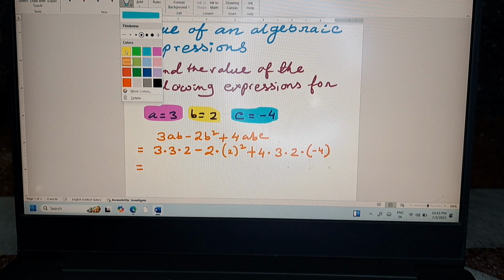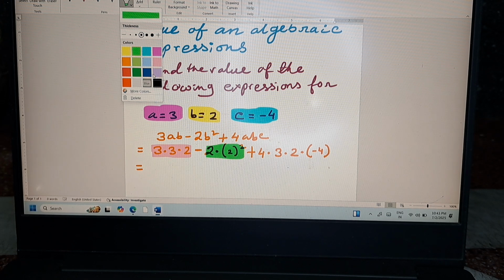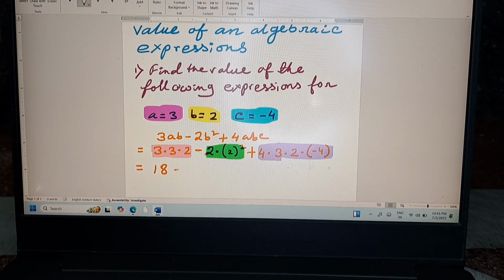So let us multiply the first part of the expression. Let us find out the value of this part, then we will find out the second part, followed by the third part. So step by step we will find out the value of each part, then we will get the final result. So 3 into 3 into 2: 3 into 3 is 9, 9 into 2 is 18. Next, minus 2 to the power 2, which is 4.